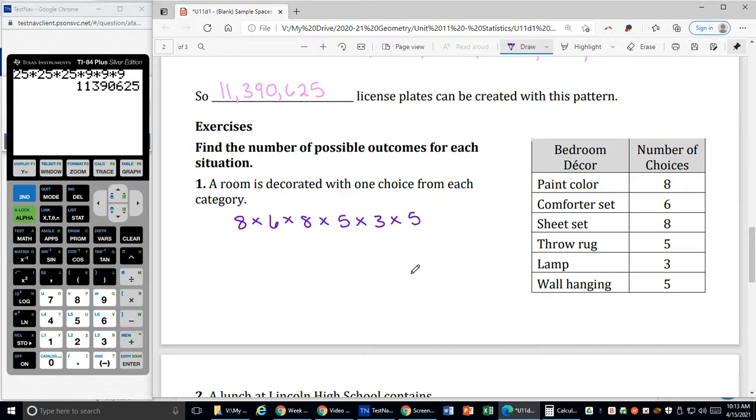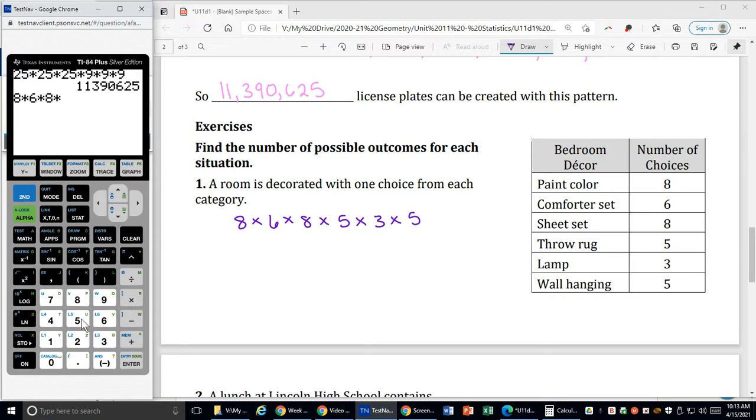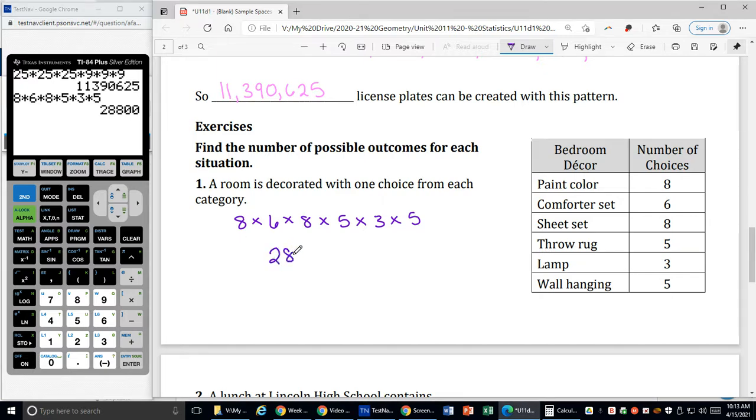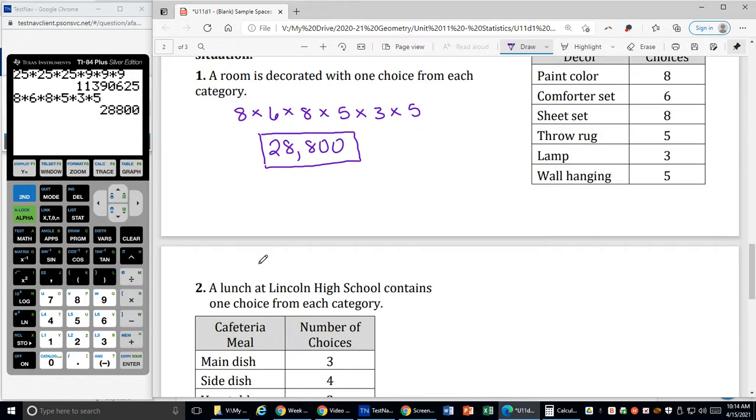5 options. So my fundamental counting principle says I'm going to do 8 times 6 times 8 times 5 times 3 times 5. I'm just going to double check 8, 6, 8, 5, 3, 5. That is what I put in the calculator. And then I can hit enter. And to decorate this room, there are 28,800 different possible ways to decorate this room. Okay, let's look at the next one.